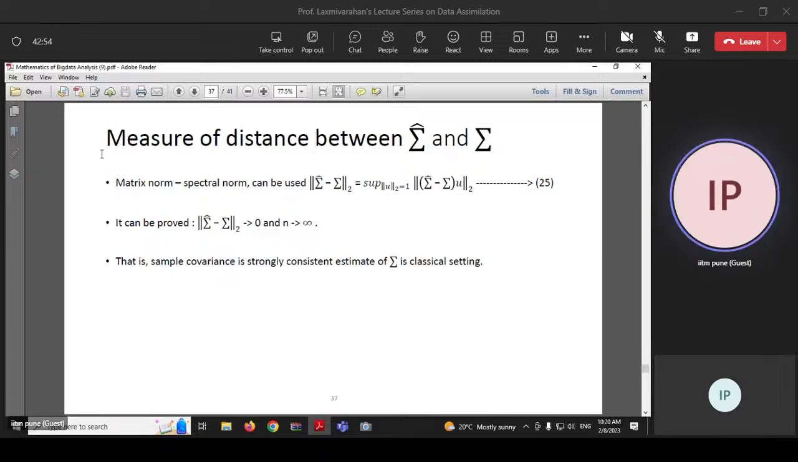A norm for a matrix: one norm is called the spectral norm. What is the spectral norm? Every matrix has a set of eigenvalues. The absolute value of the largest eigenvalue is called the spectral norm. Please, I want you to remember this. A matrix is characterized by its eigenvalues.